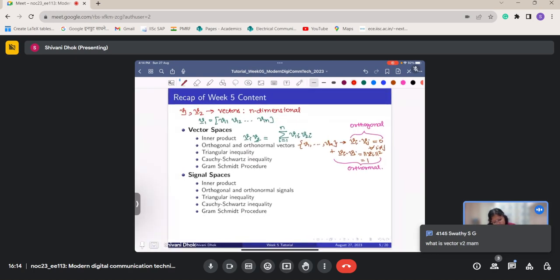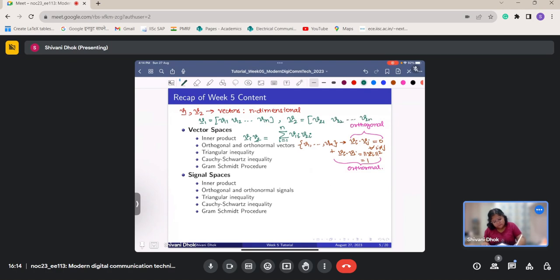Vector v2 is also a similar thing. Vector v2 is something like this: v21, v22, and so on till v2n. So this is orthogonality and orthonormality.